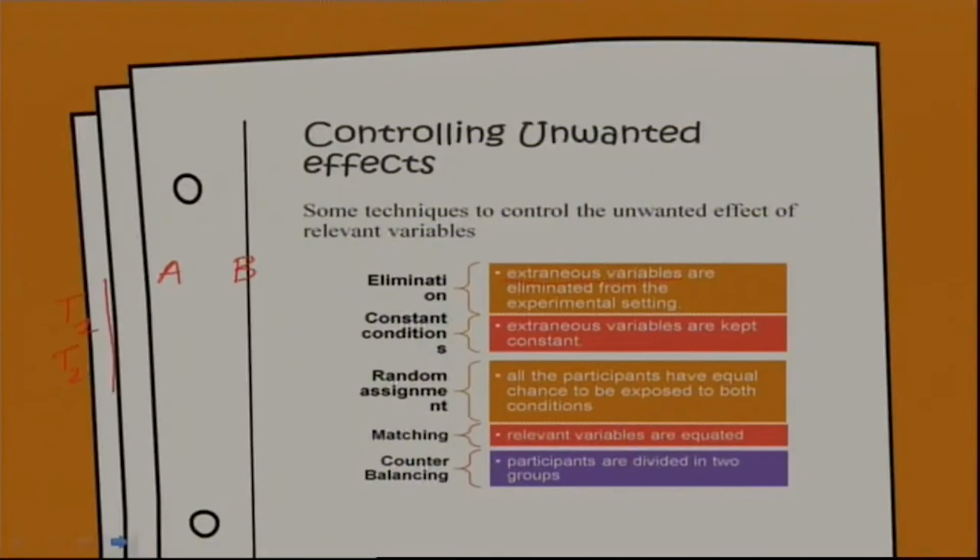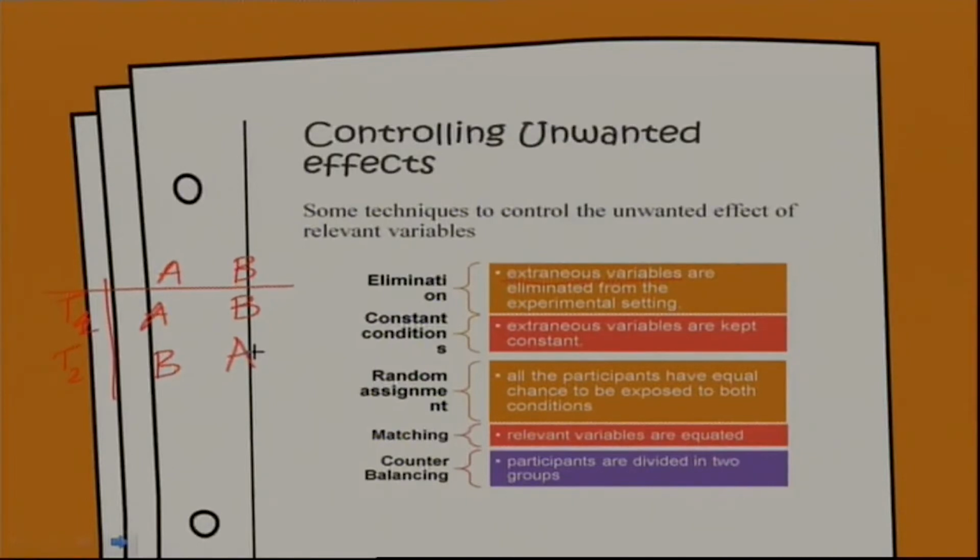What we will do is put group A to treatment 1 first, and group B goes to treatment 2. Whereas in the second trial of this study, we will put group B to T1, that is treatment 1, and group A to treatment 2. And that is how we have given constant conditions and the same treatment to both of the groups. So this is counterbalancing, how we have counterbalanced the sequence.